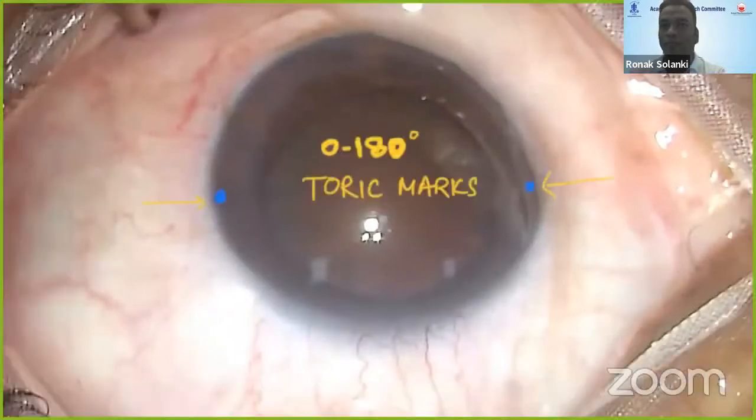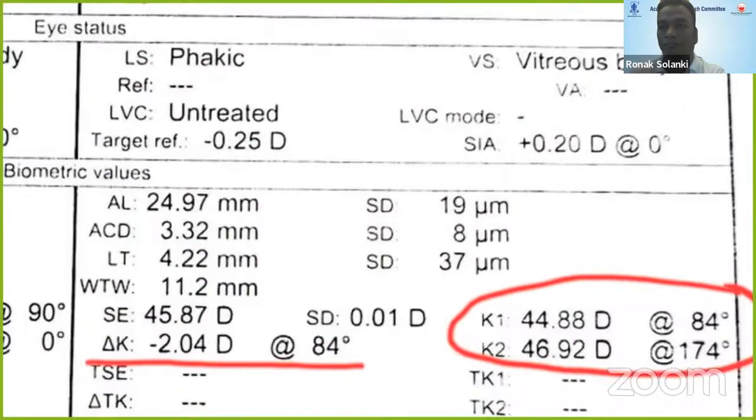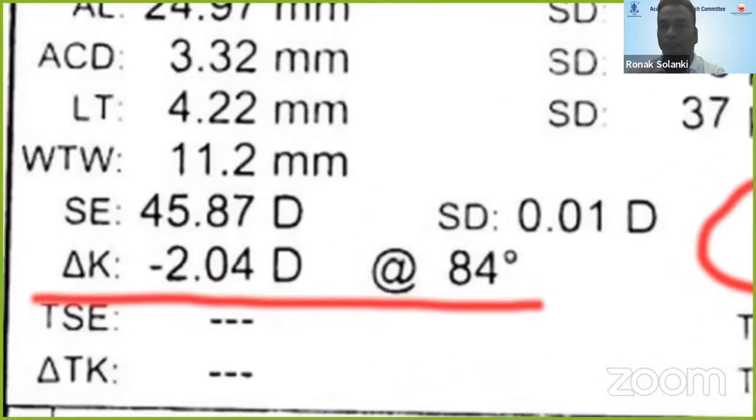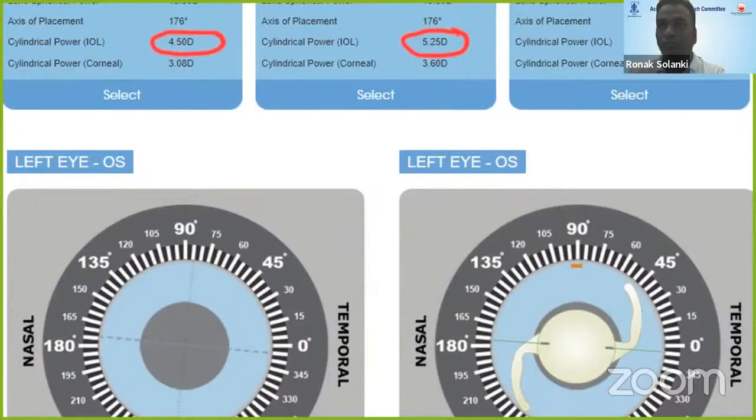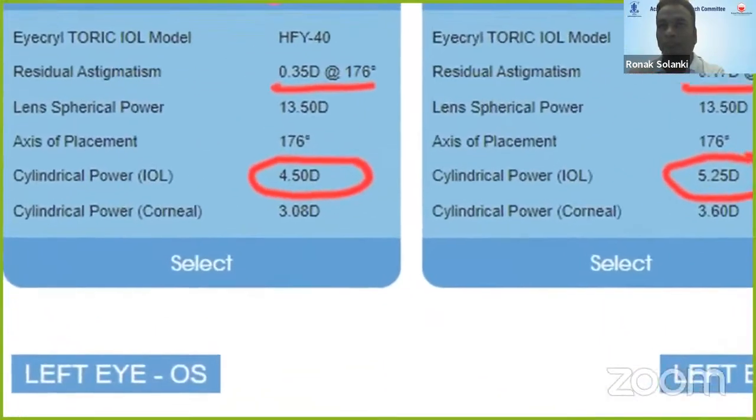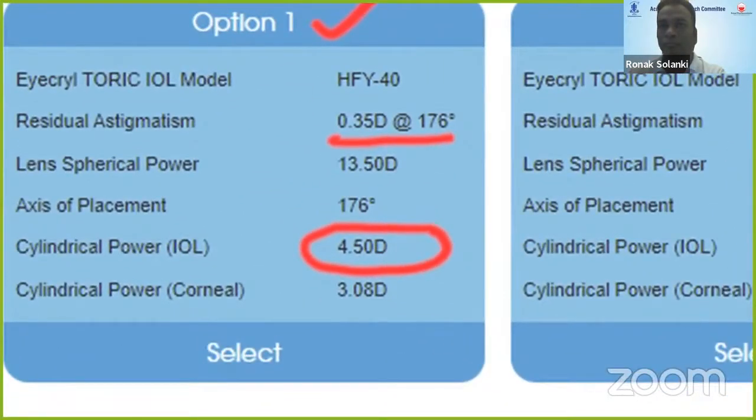Coming to the surgery, 0, 180 toric marks were done. Coming to the calculation, you can see there is a pre-existing 2.04 diopters of astigmatism against the rule. During calculations, a planned SIA of 1 diopter was used and an IOL plane cylinder power of 4.5, giving a residual of 0.3, was used. We had multiple choices of IOL and finally an IOL which gave us 0.35 at 176 was used.